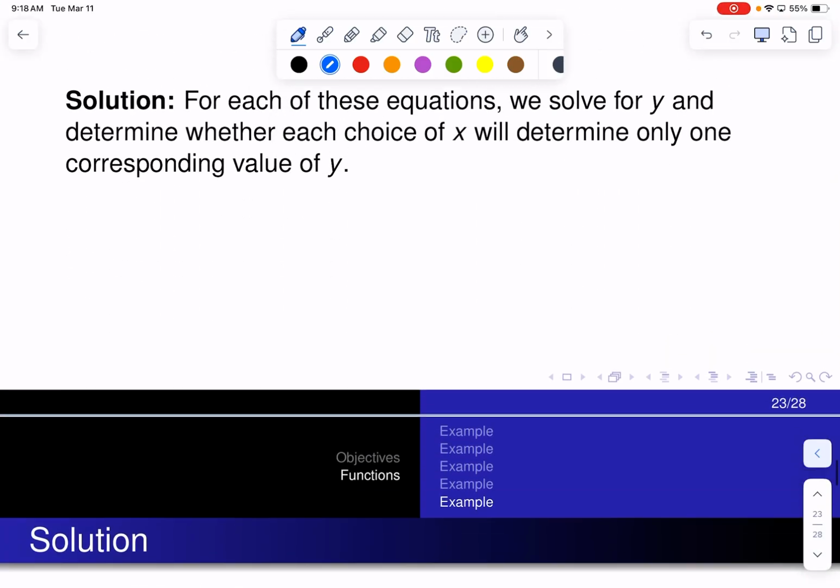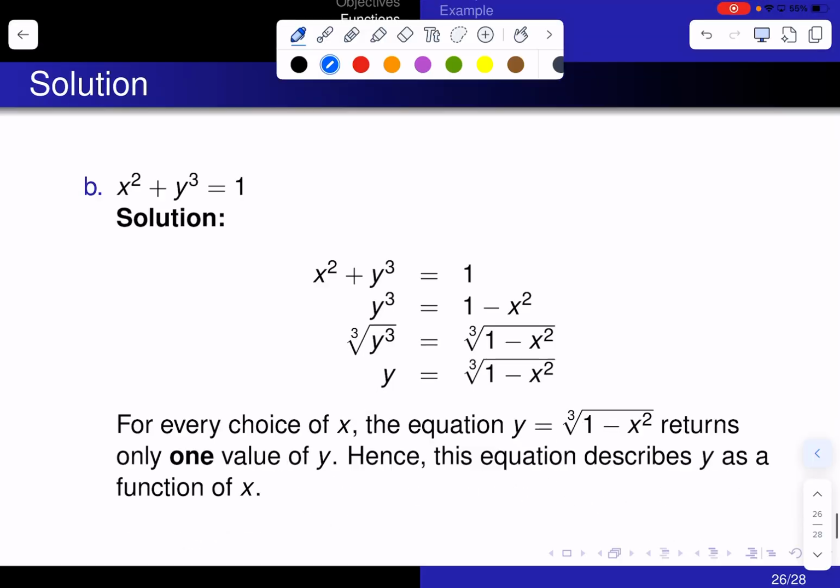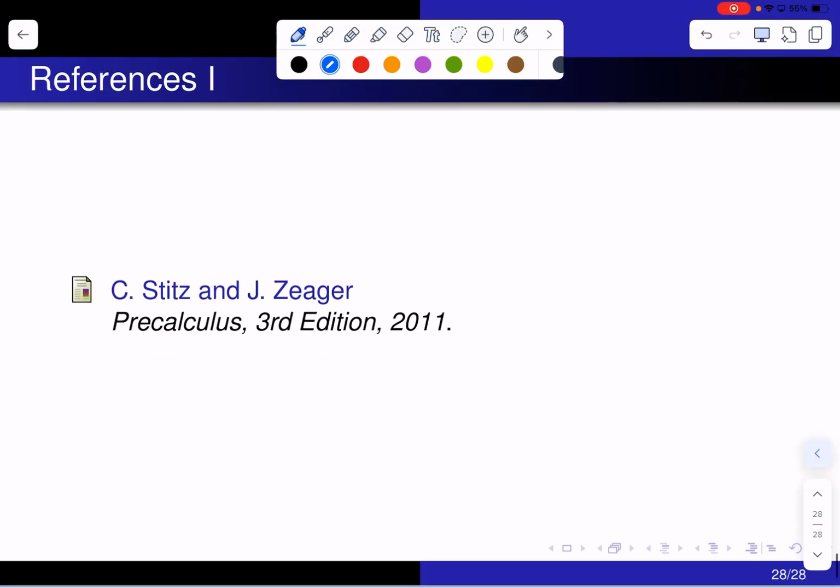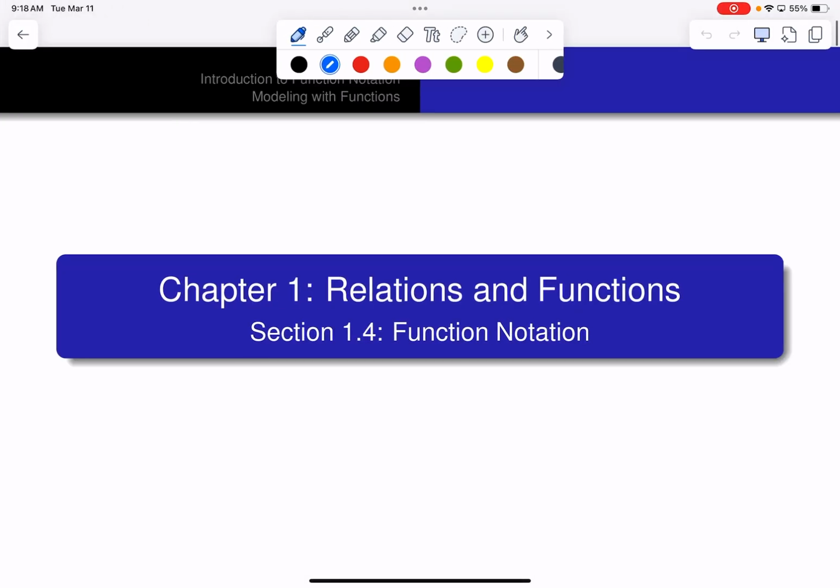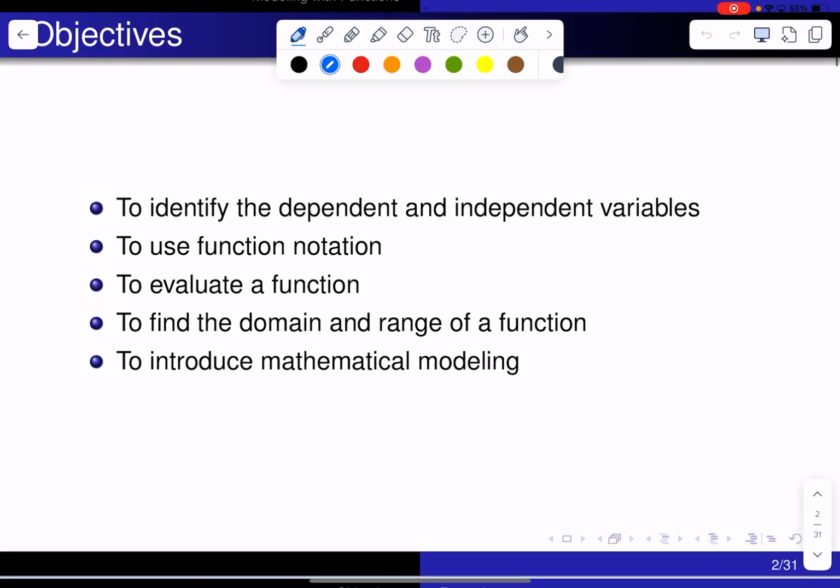All right. I think that's it in 1 point. I'm hoping. Yep, that's it. Let's go to 1.4. Let's keep rolling. All right, functional notation.